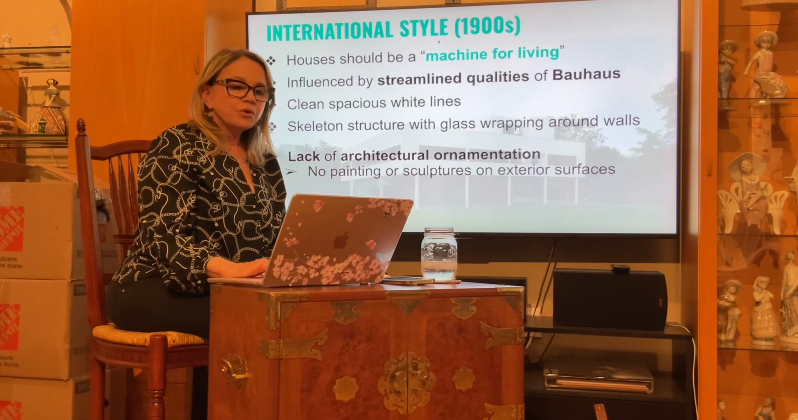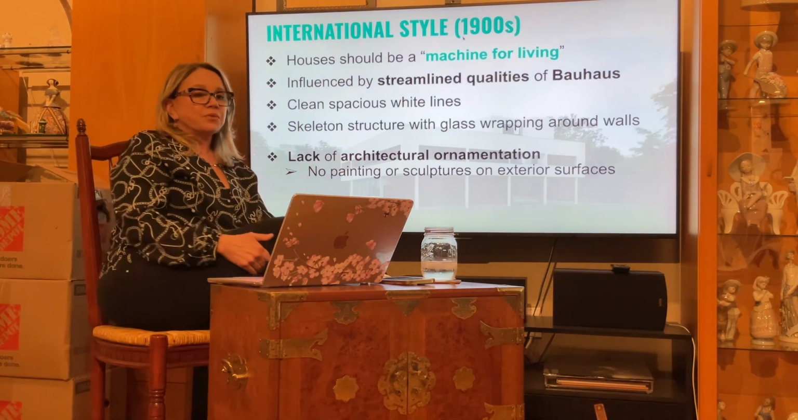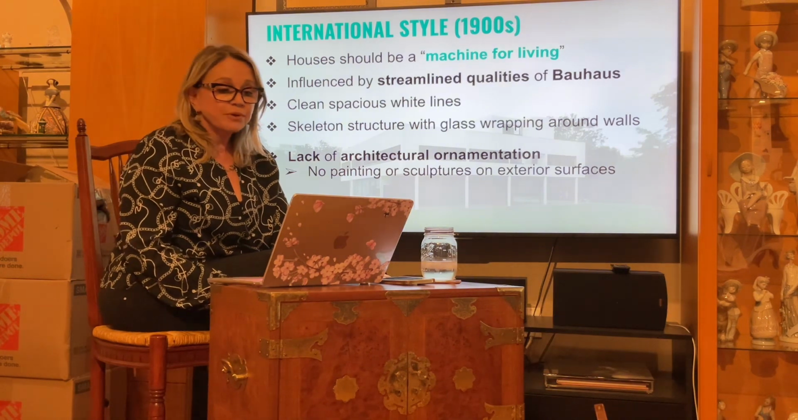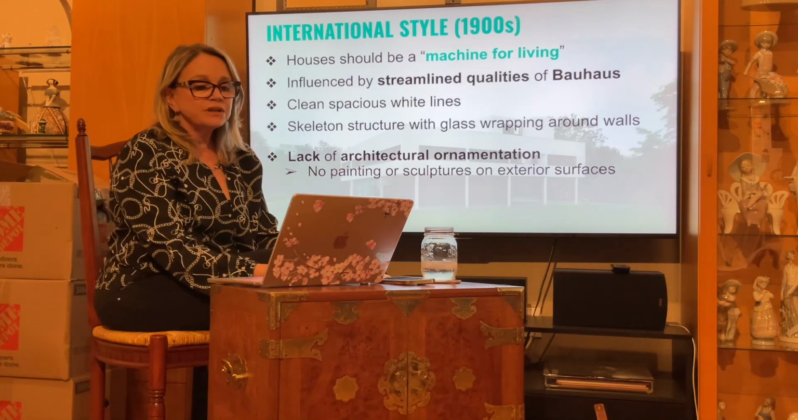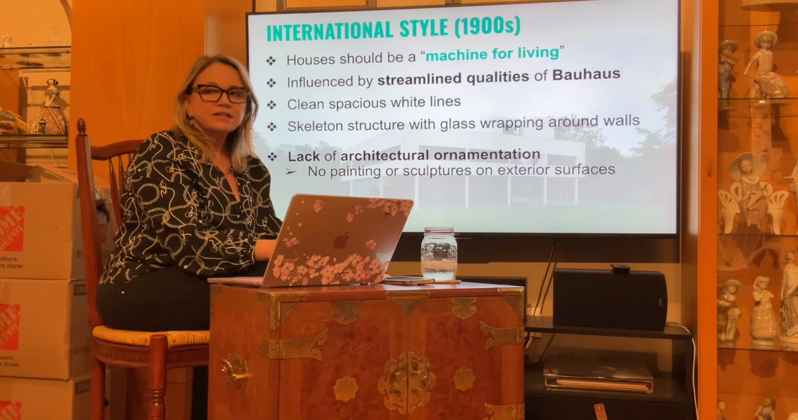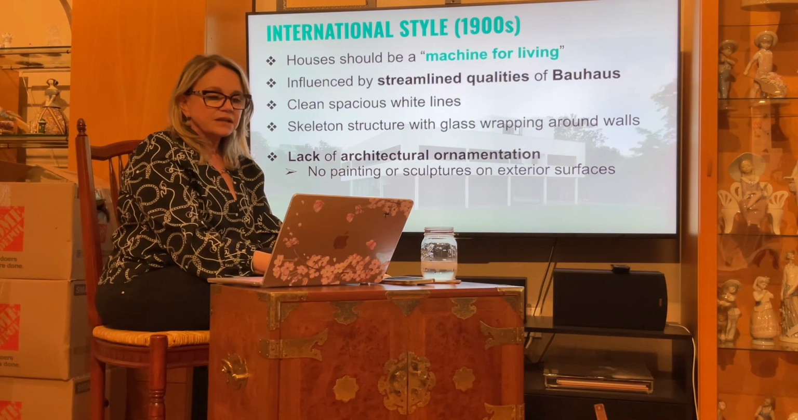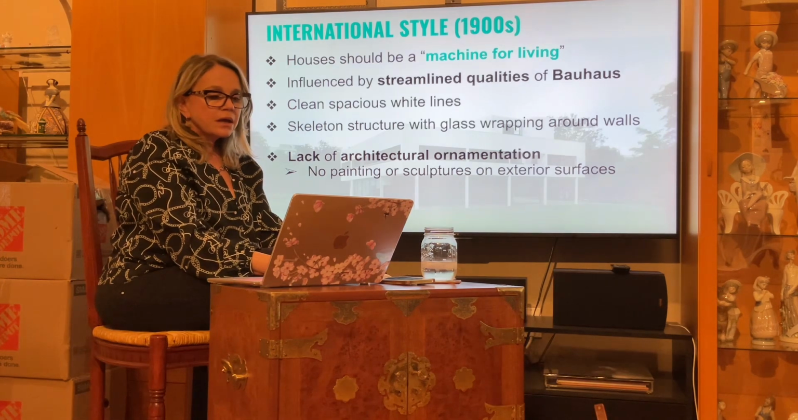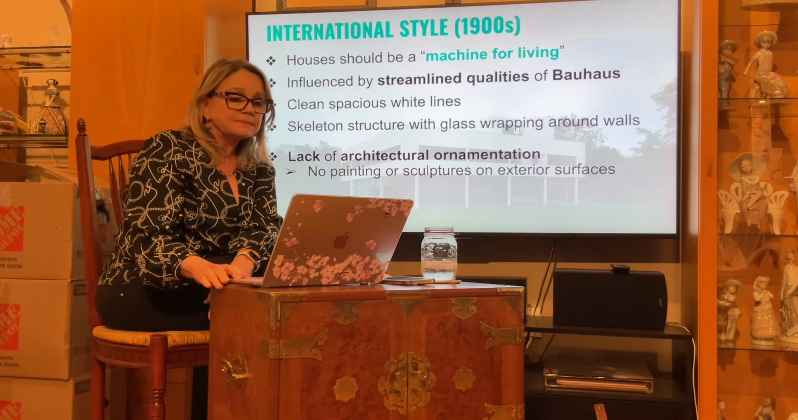Okay, so the belief here was a little different from the one that we just looked at with Frank Lloyd Wright's Prairie Style. This philosophy was that houses should be a machine for living. It was influenced by the streamlined qualities of the Bauhaus: clean, spacious white lines, skeleton structure with glass wrapping around the walls that we've talked about before, lack of architectural ornamentation, and no painting or sculptures on exterior surfaces.